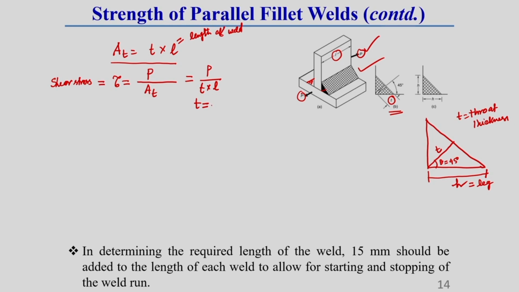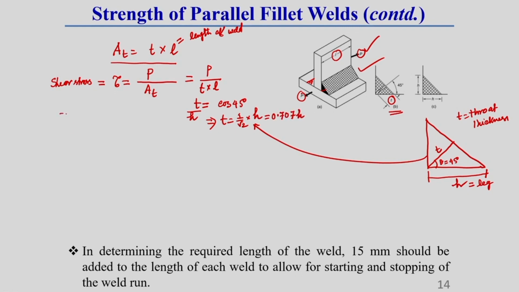How? Because here you know that T by H will be equal to cos 45 degree, correct. T by H equal to cos 45 degree. So, from this figure itself you can see, we can write T as 1 by root 2 into H. So, the throat thickness, this 1 by root 2, its value will generally be 0.707 into H.